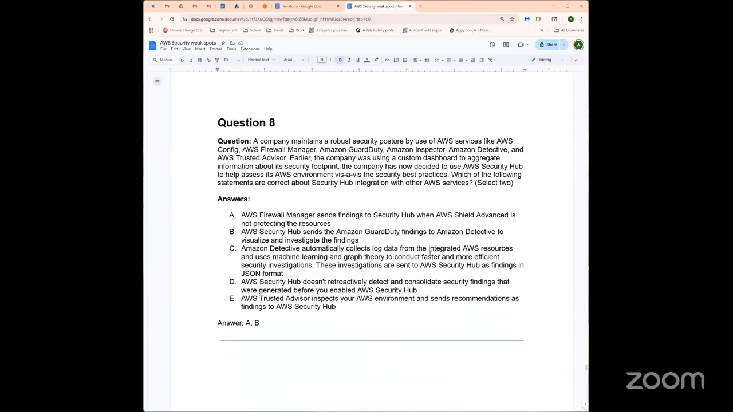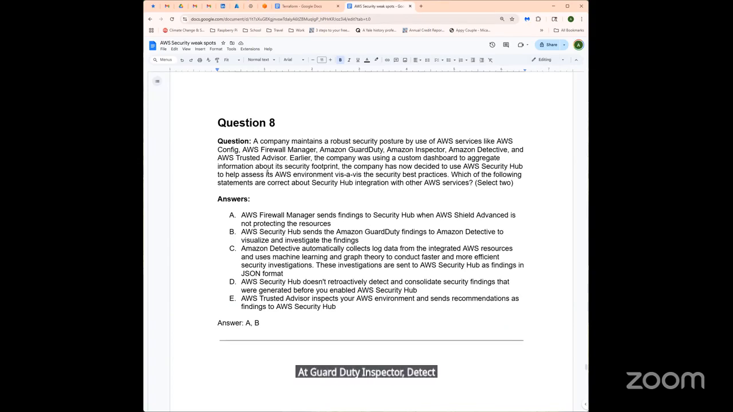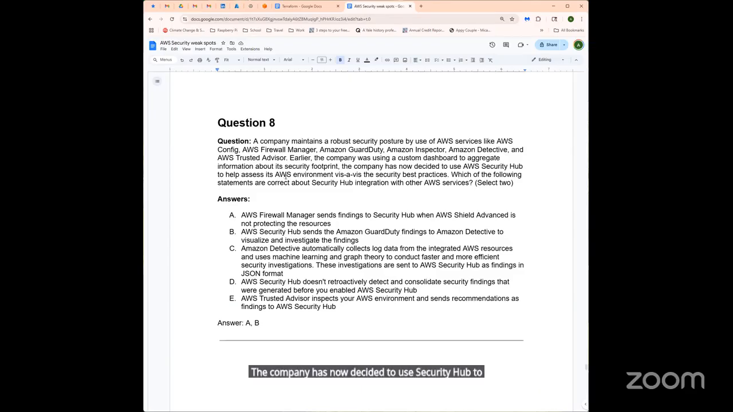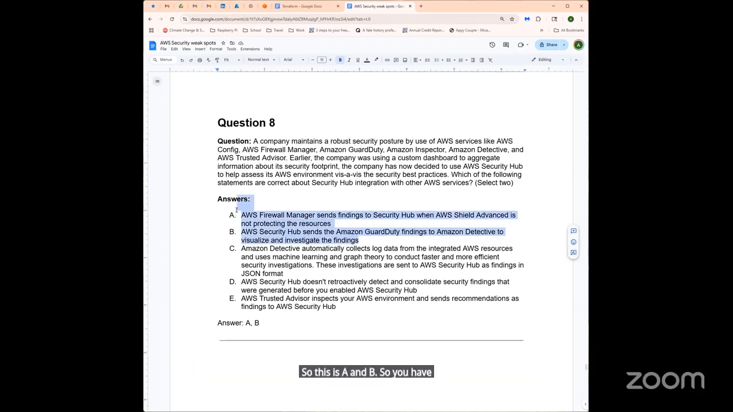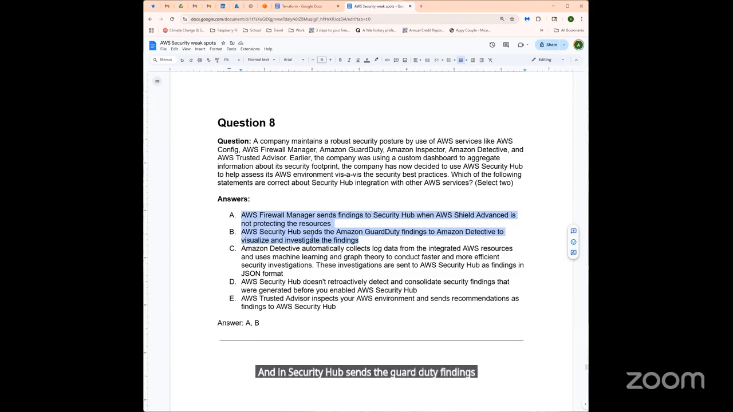A company maintains a robust security posture by use of AWS services like Config, Firewall Manager, GuardDuty, Inspector, Detective, and Trusted Advisor. Earlier, the company was using a custom dashboard to aggregate information about its security footprint. The company has now decided to use Security Hub to help assess its AWS environment against security best practices. Which of the following statements are correct about Security Hub integration with other AWS services? So this is A and B. Firewall Manager sends the findings to Security Hub when Shield Advanced is not protecting the resources. And then Security Hub sends the GuardDuty findings to Detective to visualize the investigation's findings.